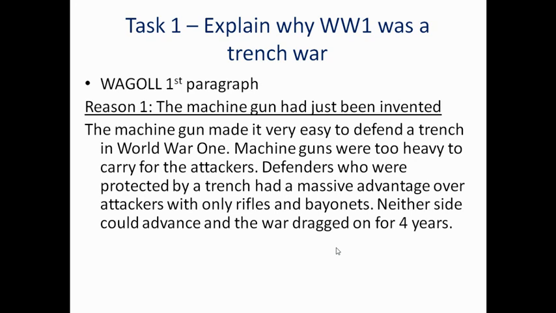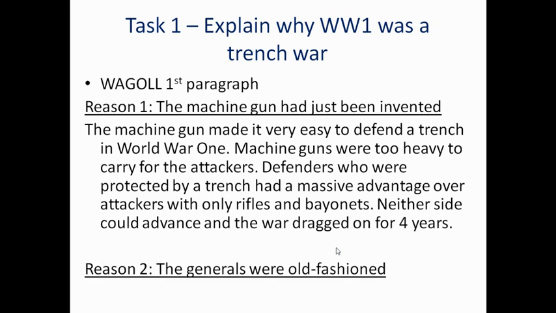The machine gun made it very easy to defend a trench in World War I. Machine guns were too heavy to carry for the attackers. Defenders, who were protected by a trench, had a massive advantage over attackers with only rifles and bayonets. Neither side could advance, and the war dragged on for 4 years. Then when you've written that, you'll leave a line, and you'll put in your next heading, and write a paragraph about the generals. If you can't remember, just go back earlier in the video and pick that up again. And so gradually you'll be able to get down all 6 reasons.